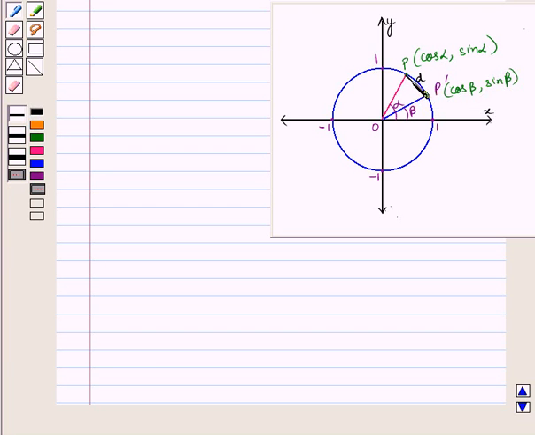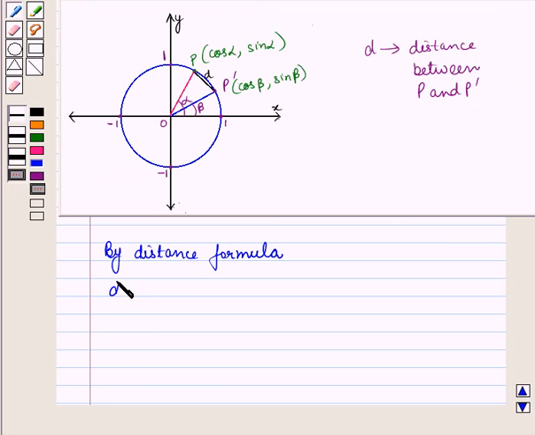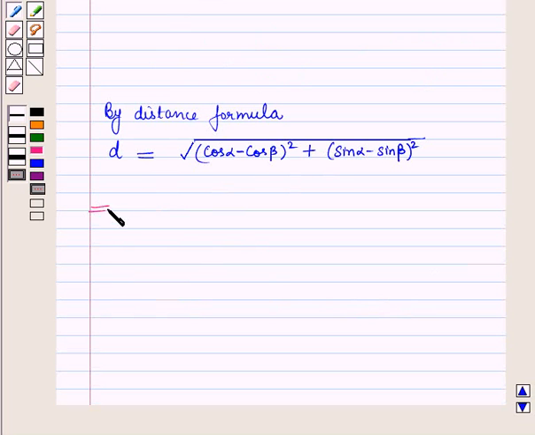Now let D be the distance between the points P and P dash. So by distance formula, distance D will be equal to square root of cos alpha minus cos beta whole square plus sin alpha minus sin beta whole square. Now squaring both sides, we get D square is equal to cos alpha minus cos beta whole square plus sin alpha minus sin beta whole square.